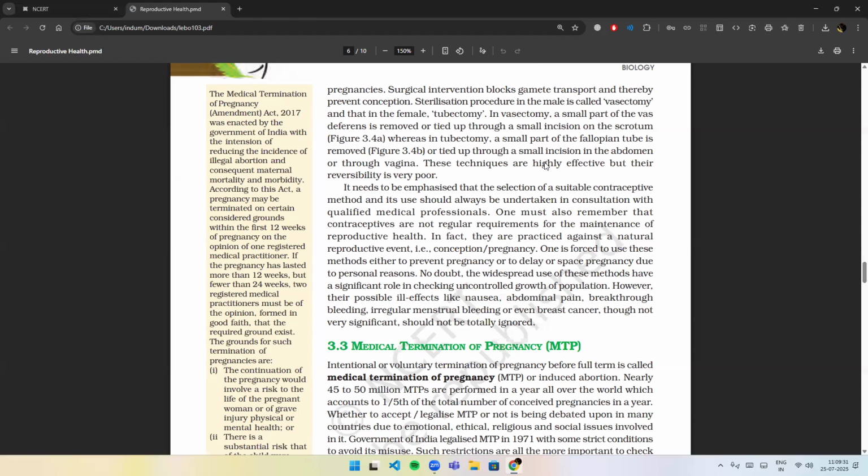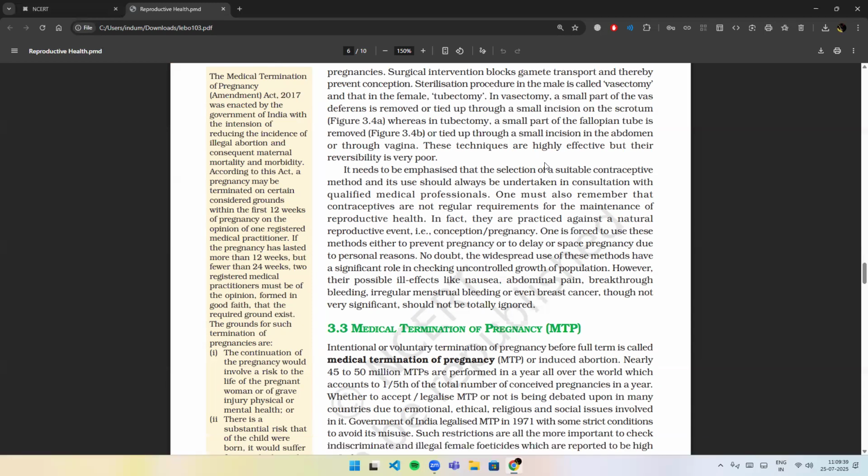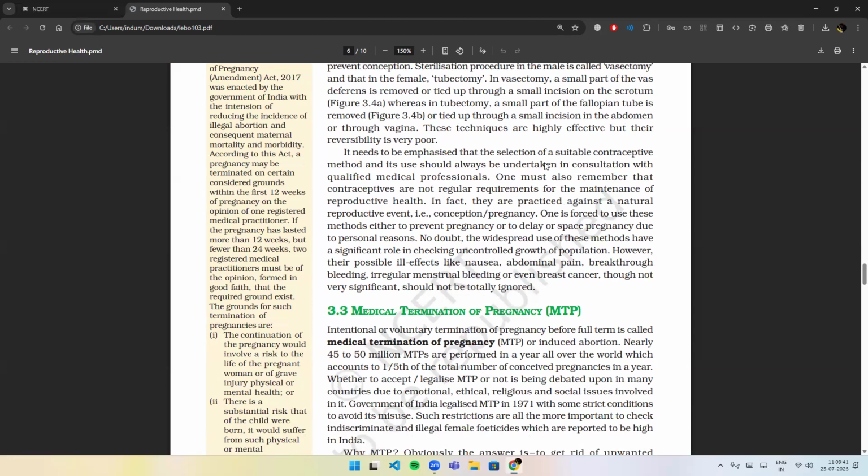It needs to be emphasized that the selection of a suitable contraceptive method and its use should also be undertaken in consultation with qualified medical professionals. One must also remember that contraceptives are not regular requirements for the maintenance of reproductive health. In fact, they are practiced against a natural reproductive event, that is conception or pregnancy.